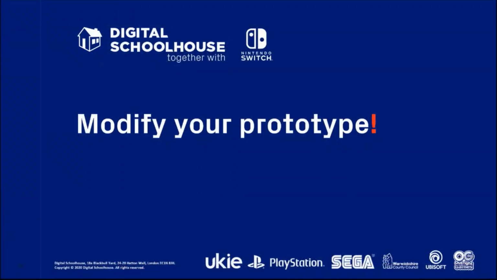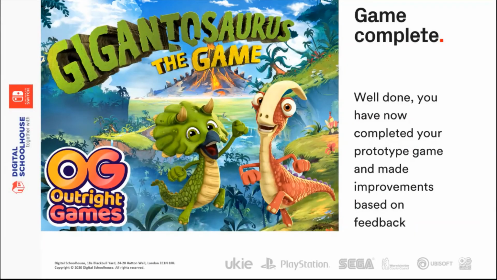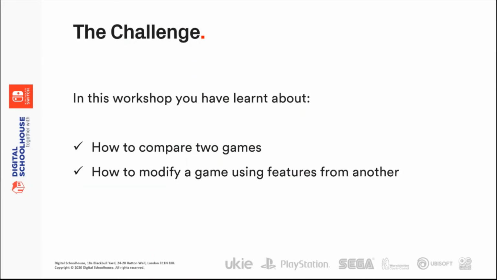Once you've done that, you then have completely modified your prototype and come up with a new way that it might work as a result of what we've learned from playing the game. So, well done. You've now completed your prototype game, and you've made improvements based on your own feedback that you've done by playing another title and thinking about how the things that you've learned from playing that game could be incorporated into your game. So you have completed today's workshop. In this workshop, you've learned about how to compare two games, and you've thought about how to modify a game using features from another.